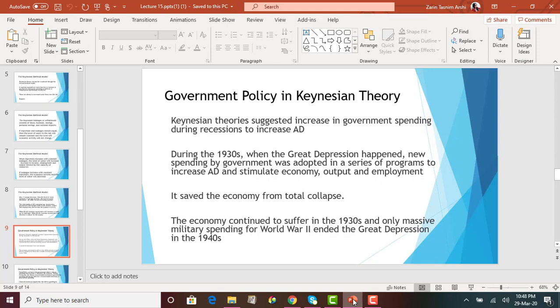Again, remember, classical theory was failing at that time, and when we moved to the Keynesian theory and the government started spending, the economy slowly started getting out, and ultimately it saved the economy from total collapse. And it came out of the depression during World War II in the 1940s, when governments spent massively on defense and the military. That's when a lot of jobs were created, people started to get income, and as a result, consumption and investment went up, and the economy came out of recession.